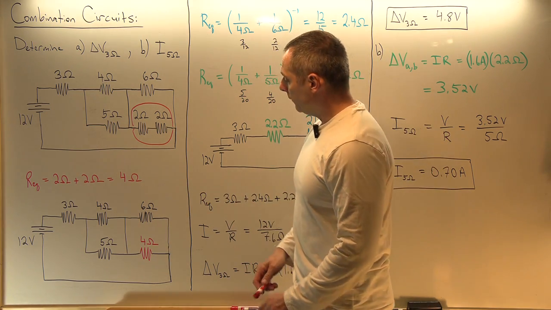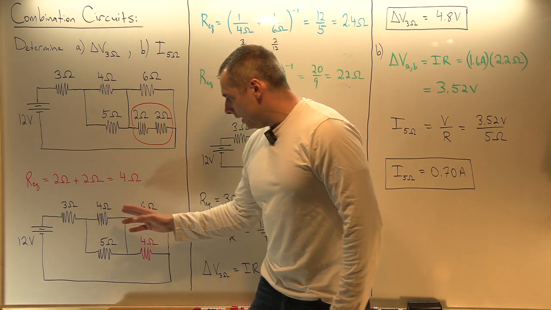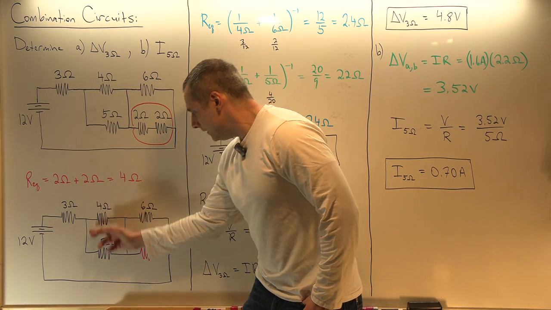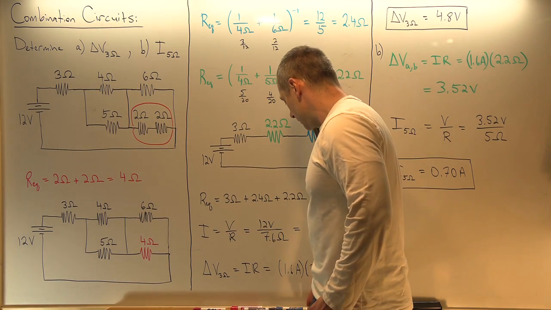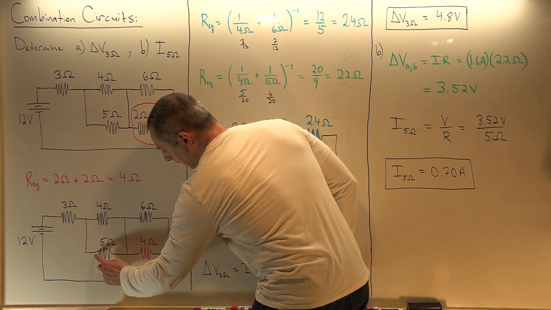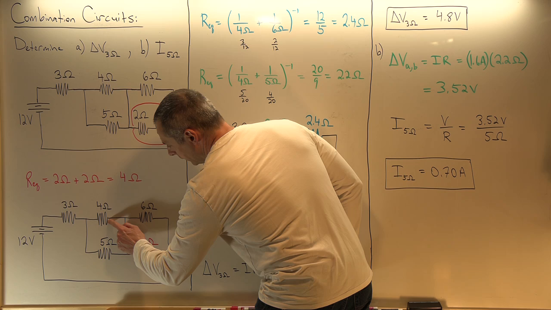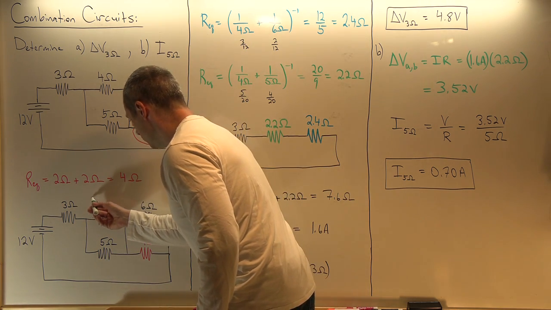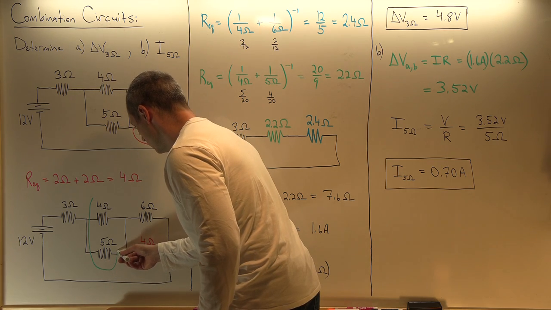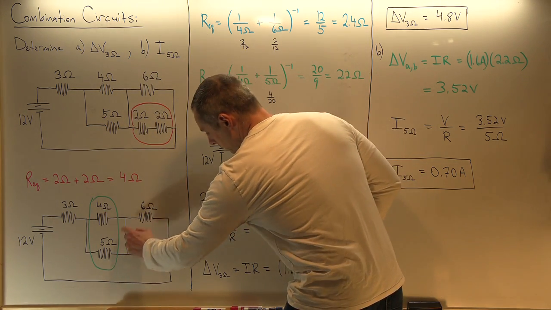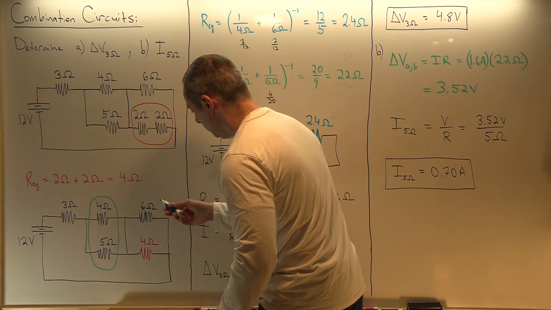Now looking at this diagram, we can see that these are not in series again, but these 2 are in parallel, and these 2 are in parallel also. So why? Because the front end of this is connected to the front end of this with only wires, and the back ends are connected with only wires. So these 2 are in parallel. And these 2, for the same reason, are also in parallel.